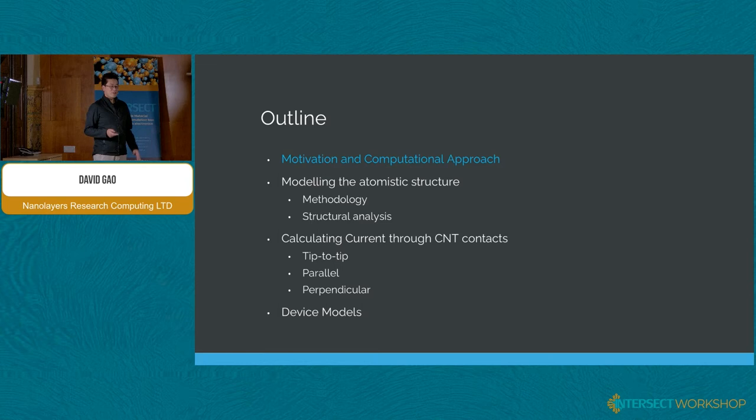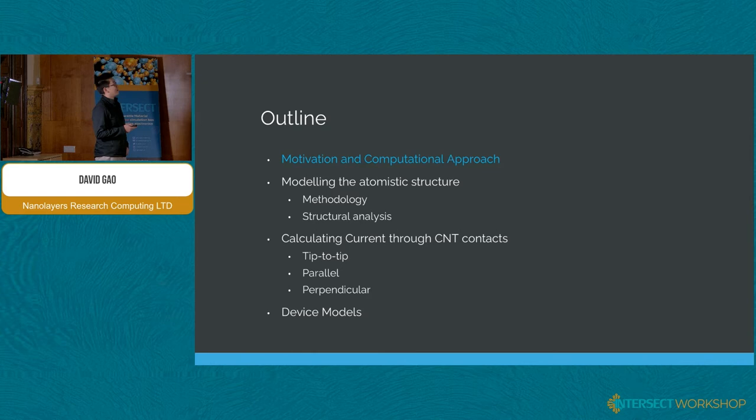Right, so as a quick outline of my talk, I'll go over some motivation and some computational approach details, and then I've split it basically into three parts. So the first part will be how we model the atomic level structure of our systems. The second part will be how we calculate current through our systems and through carbon nanotube contacts or junctions. And then I'll put it all together and show you how we combine this information into a device model. Those of you familiar with Genestro will see that there are a lot of parallels between what we're doing here and what we've traditionally done for microelectronics.